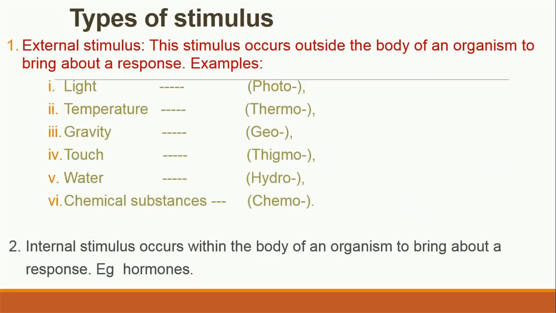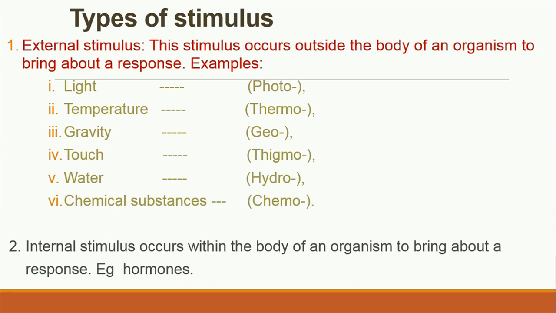Types of stimulus. We have 2 types of stimulus. The first one is called external stimulus. This stimulus occurs outside the body of an organism to bring about a response. So any change in the environment outside of an organism that can bring about a reaction is an external stimulus.